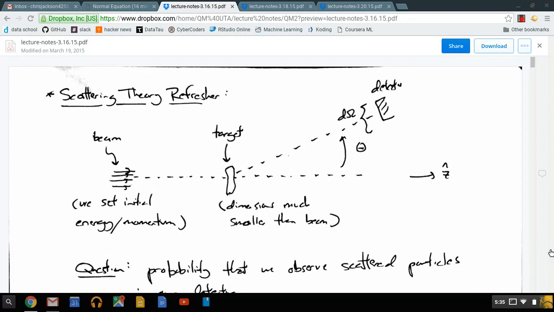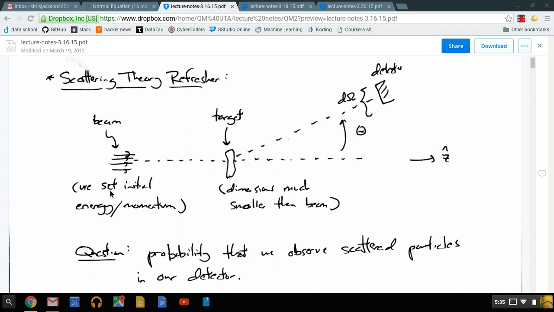So we've been discussing scattering theory, and I know it's been a while, but let's just go through this real quick. What we did last time. So last time I actually started with a refresher on scattering theory, which was, so this is our general picture.